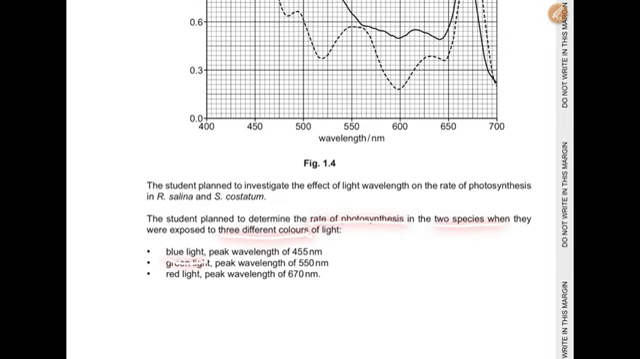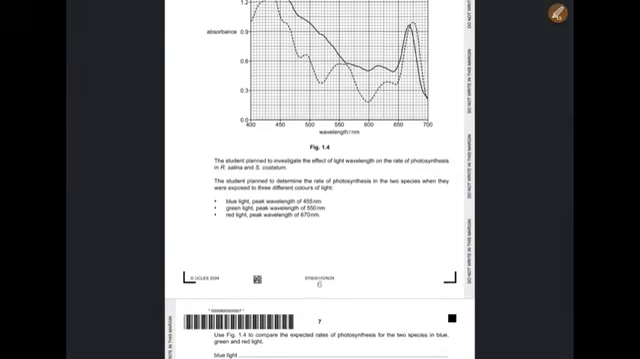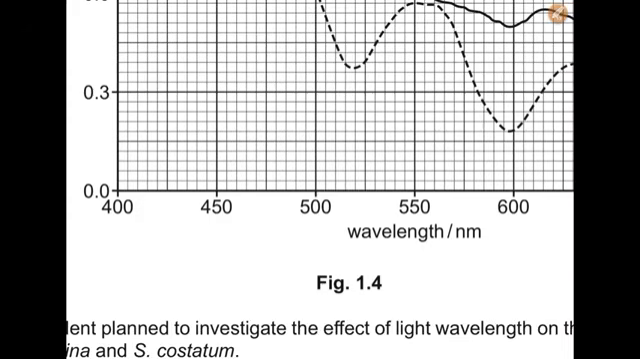Blue light with peak wavelength of 455 nanometers, somewhere around there. Green light, peak wavelength of 550 nanometers. And red light, peak wavelength of 670 nanometers. Use the figure to compare the expected rate of photosynthesis for the two species in blue, green, and red light. Let's mark where each of these lights is. 455 is blue light. This one is 455, which is blue.